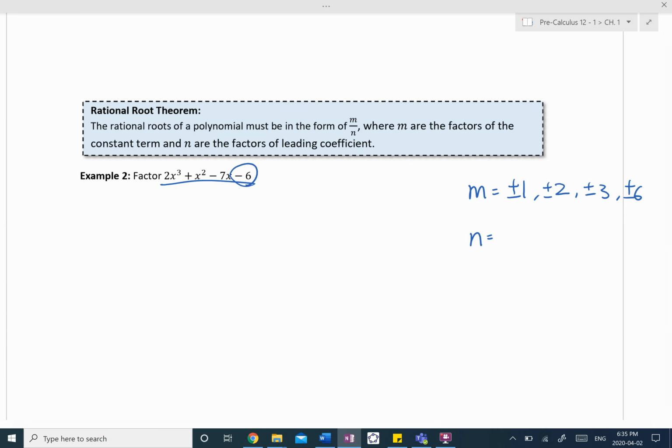Okay. Now same thing for n. N would be the factors of the leading coefficient. So in this case, the leading coefficient is 2. So the possible values of n, or the factors of n, are positive or negative 1 or positive or negative 2. So if we are looking in the form of m over n, there are several possibilities.